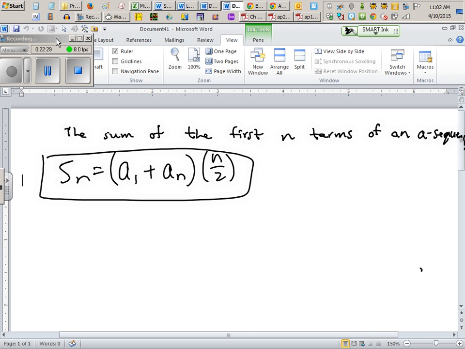So you maybe never thought about this before, but the numbers 1, 2, 3, 4, 5, this is actually an arithmetic sequence, isn't it? What is the common difference? 1. What's the first term? 1. So that's actually an arithmetic sequence, and it should obey all the rules of an arithmetic sequence.